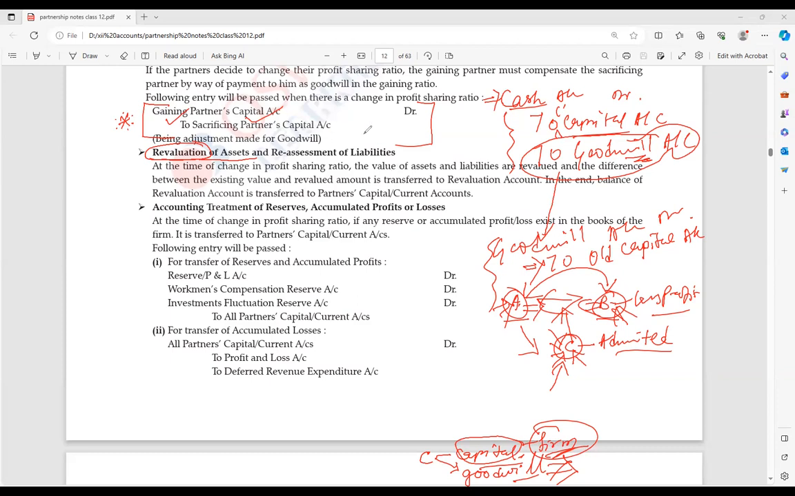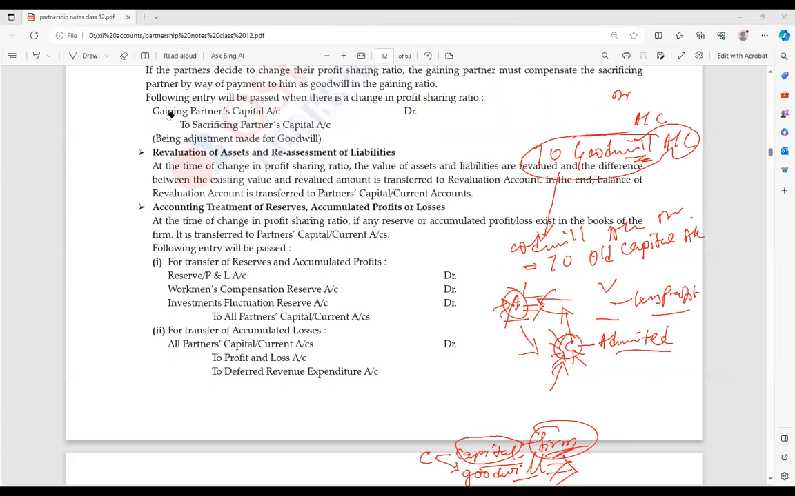Correct or not? I'm talking about admission of a partner or changing the profit sharing ratio. Think about that. In both conditions, some of the partners are going to pay some amount and some of the partners are going to receive some amount. Correct or not? Because some are sacrificing, some are gaining.